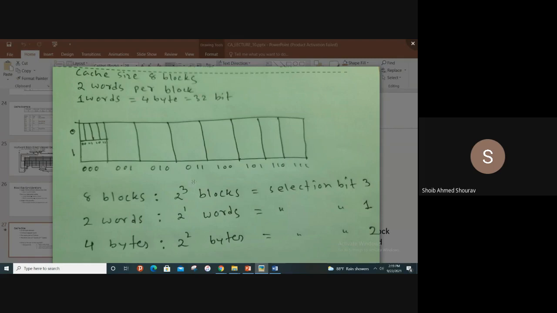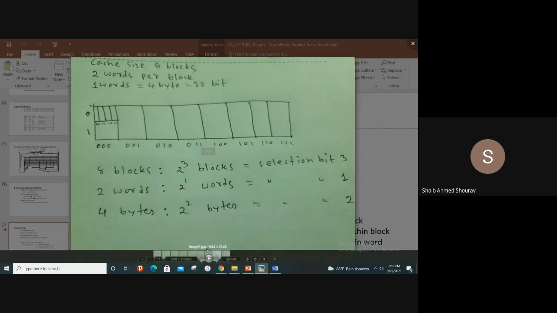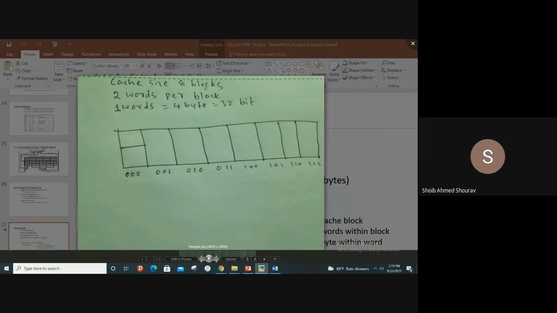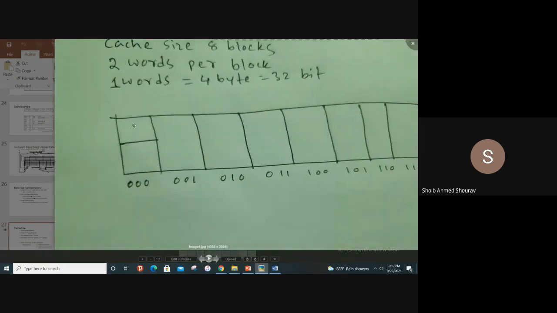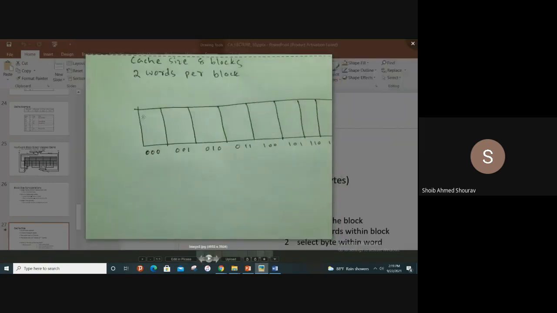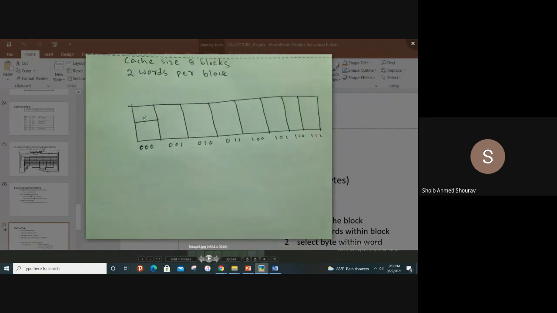Now they are saying 2 words per block. What does it mean? Let me show you in this picture. So cache size is 8 blocks, 2 words per block. 2 words per block means there will be 2 words, 1, 2. I have separated this line in here. Initially it was like this, empty. So 2 words per block means there will be actually 2 blocks in here, 1, 2, for 2 words. So in a cache block there are 2 words, 1, 2.